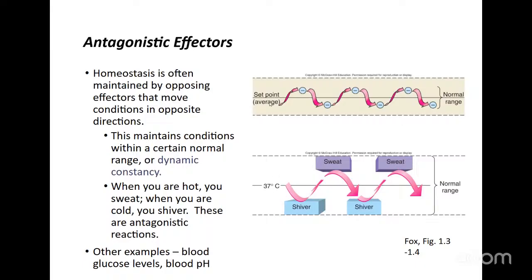So a lot of our set points tend to also incorporate a normal range. So we think of this as dynamic constancy when we go up and down, kind of circling that set point, staying pretty close to it, but not necessarily exactly there. So the set point is the number we're aiming for, but we may overshoot or undershoot. And then we've got these antagonistic effectors that can bring us back to that middle ground when necessary.